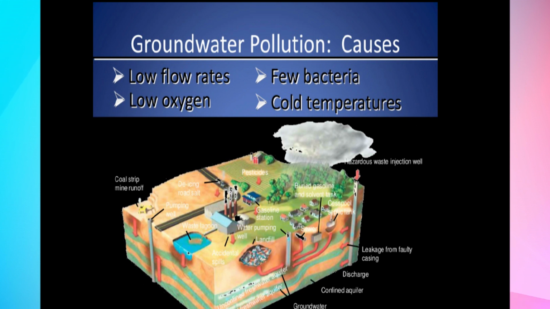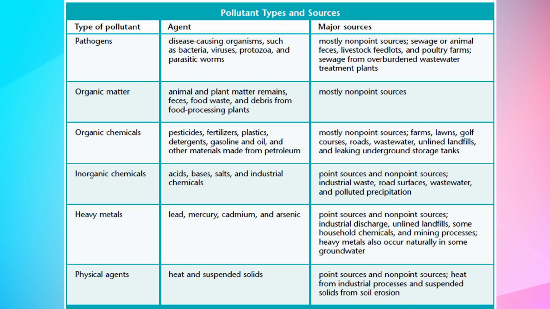Some dangerous illnesses such as cholera are caused by the microorganisms existing in the water, and these diseases typically damage the people who live in poorer countries. Besides this, the types and sources of the pollutants are pathogens, organic matter, organic chemicals, inorganic chemicals, heavy metals and physical agents.